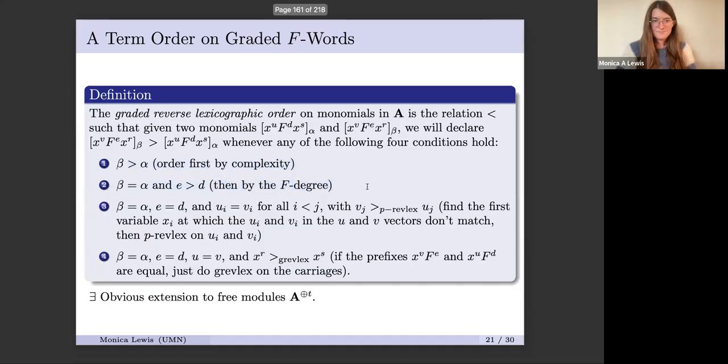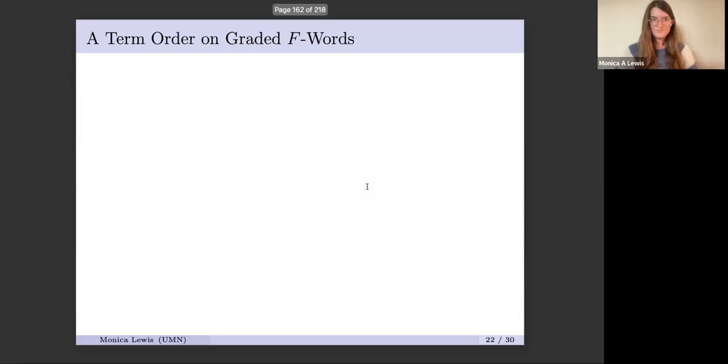The other thing I will note is that there is an obvious extension to free modules. You could either order by the position in a vector in the free module, then by monomials, or order by the largest monomial and then break ties with position. There are general considerations you have to think about when you try to extend a monomial ordering to free modules, but here you can do much the same thing.